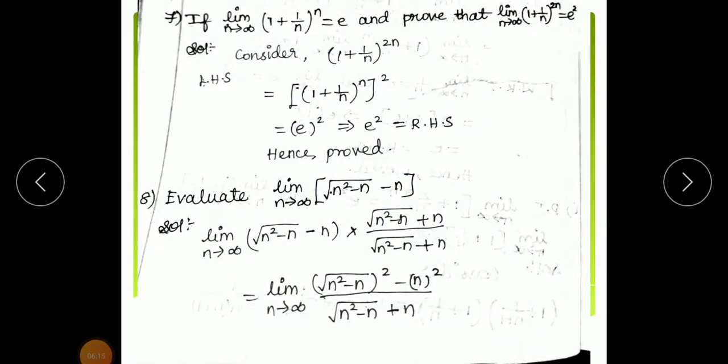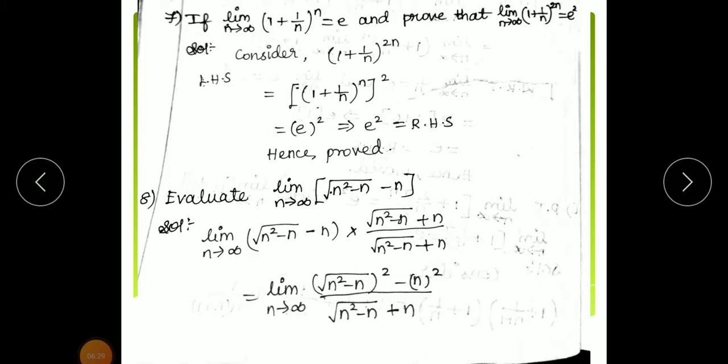So limit n tends to infinity (1 + 2/n)^n. So limit n tends to infinity (1 + 1/(n+1))^n into (1 + 1/n)^n. So this is e and this is also e by the given condition. So it is e squared. So hence proved. Next question, limit n tends to infinity (1 + 1/(n+1))^n equal to e. This is also like the previous problem. So directly you can write it n, the 2 you can take it outside. This is e. So e squared we have proved.